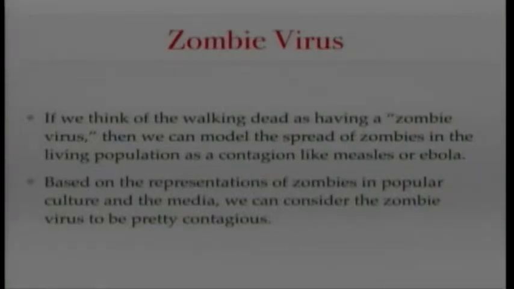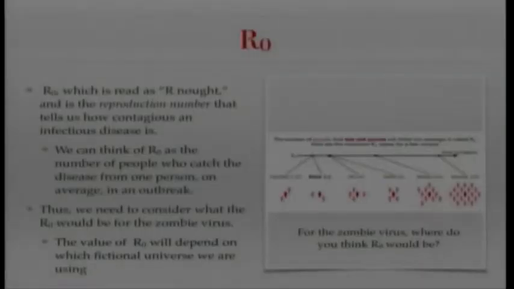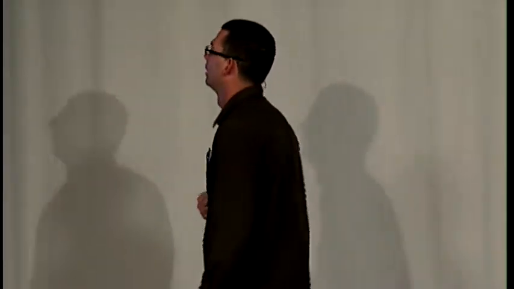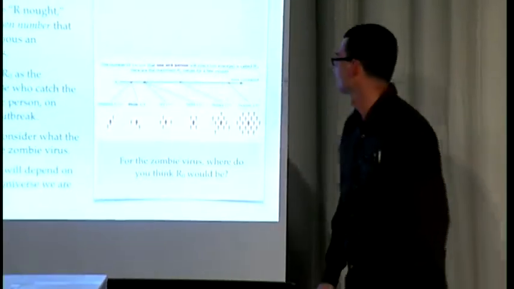And we can consider the zombie virus to be pretty contagious based on how it's usually portrayed. Now, there's something called R0, R sub zero. And this stands for the reproduction number. And this tells us how contagious an infectious disease is. And so we can think of R0 as the number of people who catch the disease from one person and on average spread it to how many other people. So, for example, Hep C has an R0 of 2.